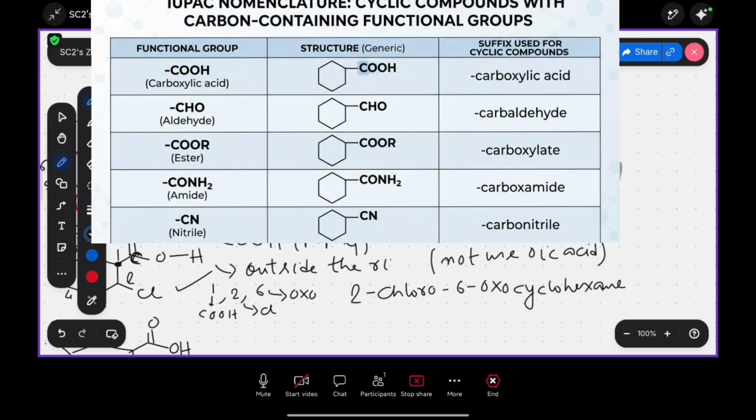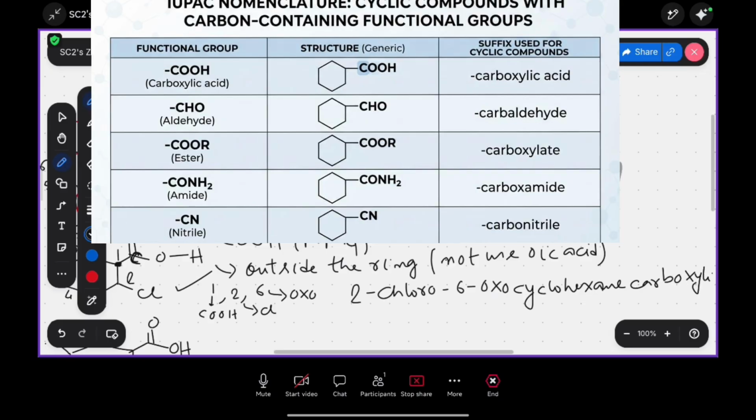Now you cannot write oic acid. Since the CO2H group is outside the ring, you cannot use oic acid. Instead, you will use carboxylic acid. I will attach the suffixes that you need to use. Then you will understand. 2-chloro-6-oxo-cyclohexane carboxylic acid.